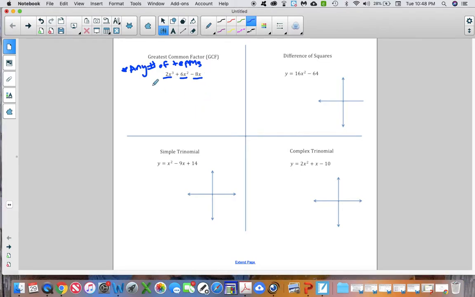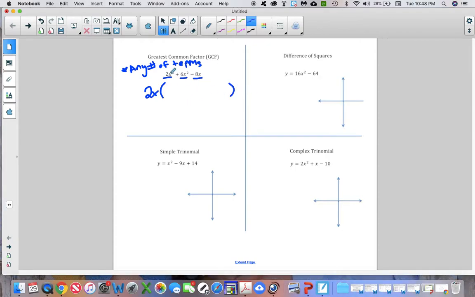So if I look here, I notice that I can pull 2 out. 2 is divisible by each one of those numbers, right? 2 goes into 6 and 2 goes into 8 and 2 goes into 2, so I'm going to pull a 2 out. But also, each one of those has an x that I can take out, okay? So when you pull it out in front, it doesn't go away. You just leave it out in front and then you write in parentheses what's left over.